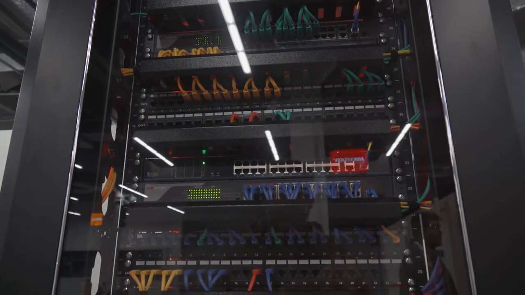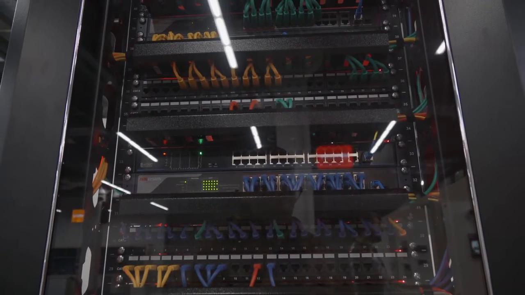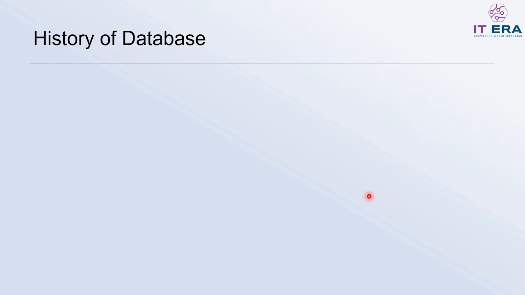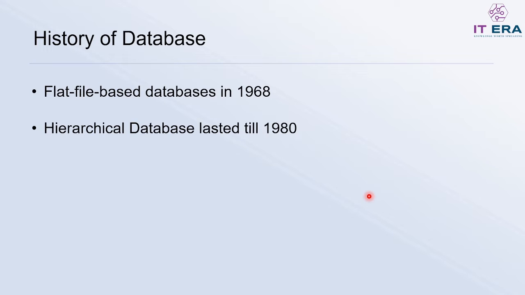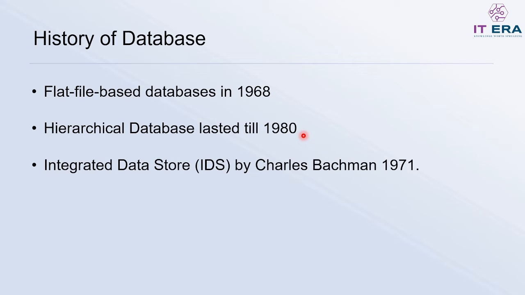The database started with a file-based system about 50 years ago. In due time, it has gone through generations of evolution. Databases were first introduced in 1968 as flat file-based databases. Then the hierarchical database came into existence and lasted until 1980. IBM's first database, IMS, that is Information Management System, was based on this. Also, Charles Bachman developed the first network data model called Integrated Data Store (IDS). It was introduced in the early 1960s but standardized in 1971.